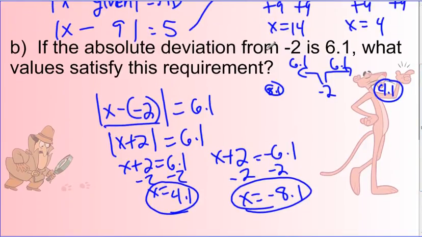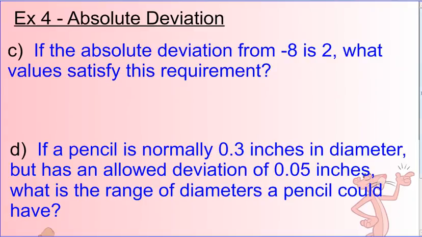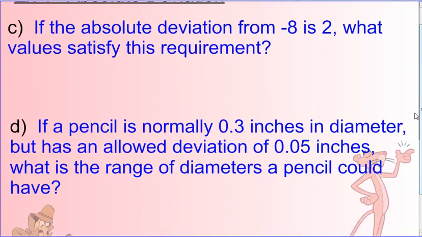The given number is the number in the middle. The absolute deviation is how far you go bigger and smaller from that. That's all there is to it. And using the absolute deviation equation, x minus a given number, absolute value of that, equals the absolute deviation. Please try letters C and D right now. When you're done, we're done for the day.